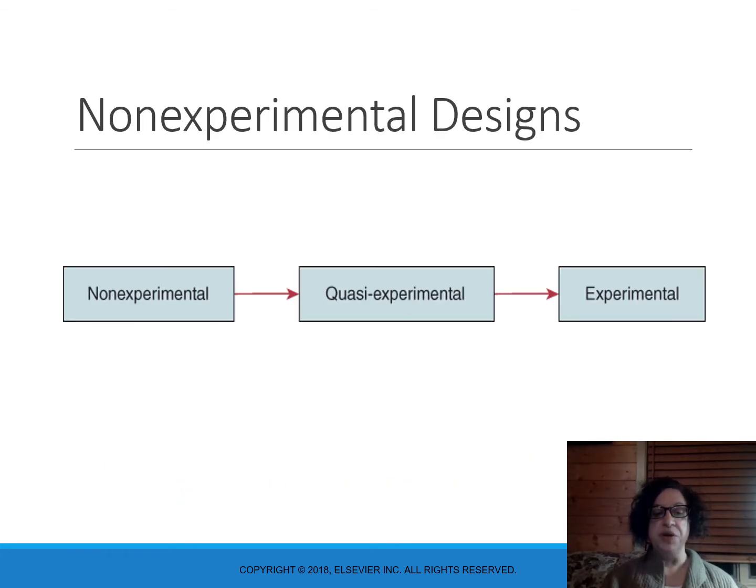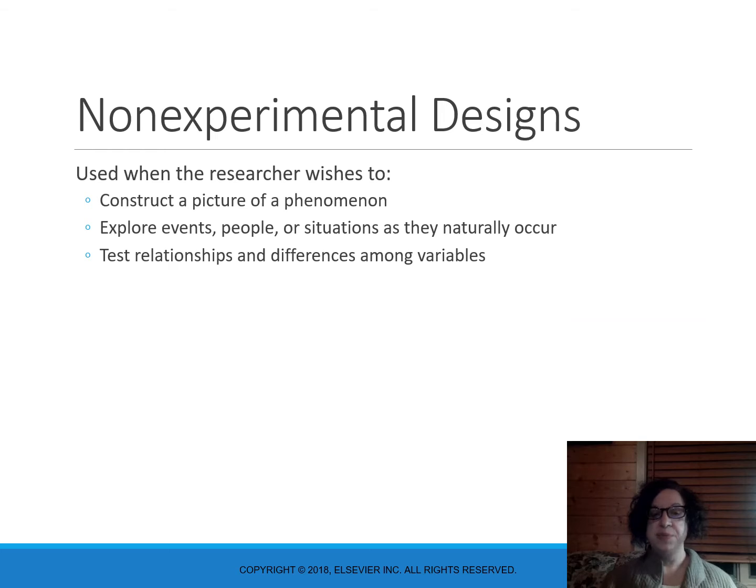In chapter 10, we're going to be looking at non-experimental study designs. So I have a little pictogram here and we'll just move right along. Non-experimental designs are used for some different reasons. They're used when the researcher would like to construct a picture of a phenomenon, something that's happening, and these designs explore events, people, or situations as they naturally occur.